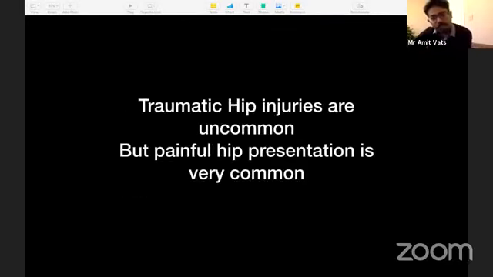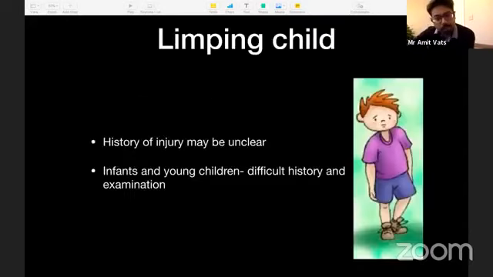So traumatic hip injuries are very uncommon. It's a rare sighting unless somebody is in a major polytrauma setting. But most of us will often see children presenting with a painful hip. So let's start with that. First we talk about the limping child.